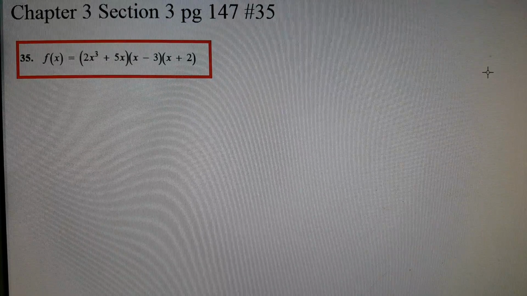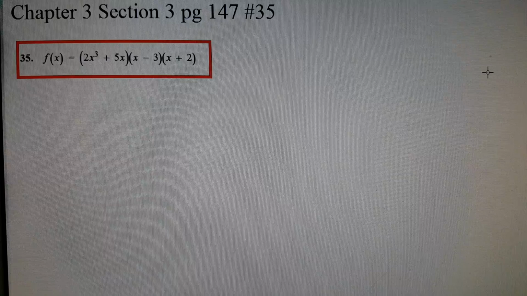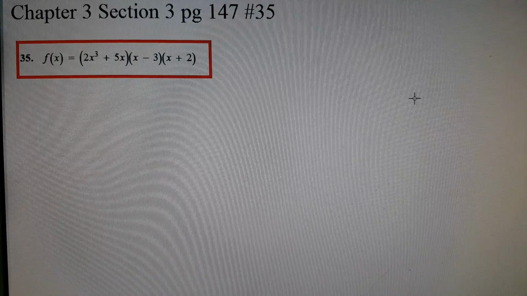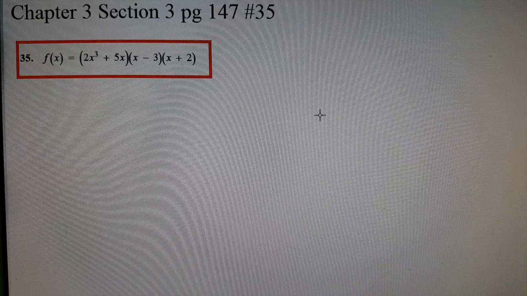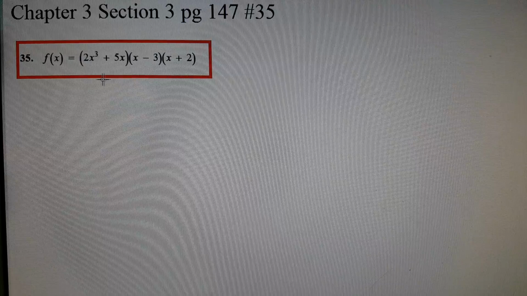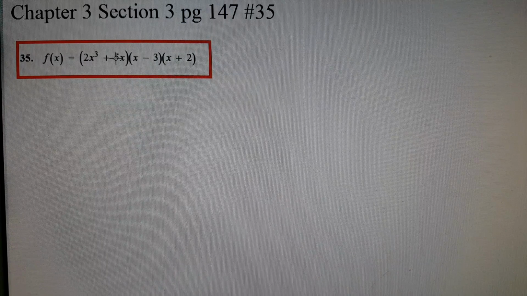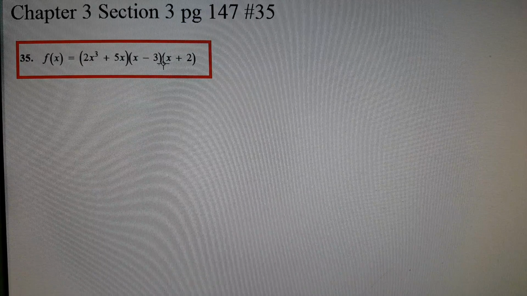My name is Nathaniel Zeiger, and we will be doing problem number 35 on page 147, which is this function here, taking the derivative of it: 2x to the third plus 5x, times x minus 3, times x plus 2.